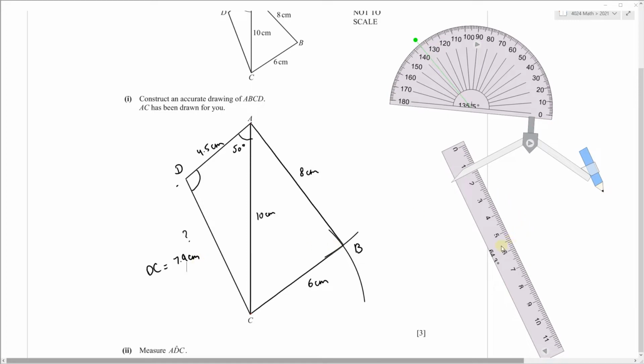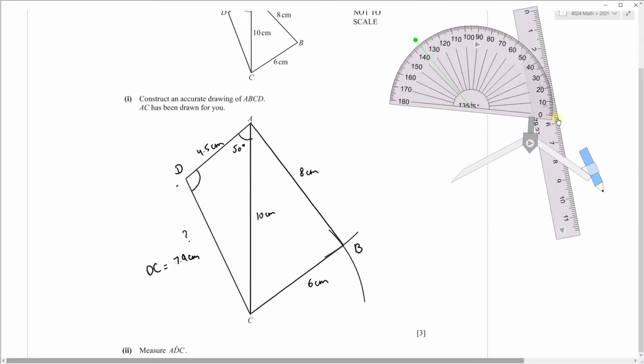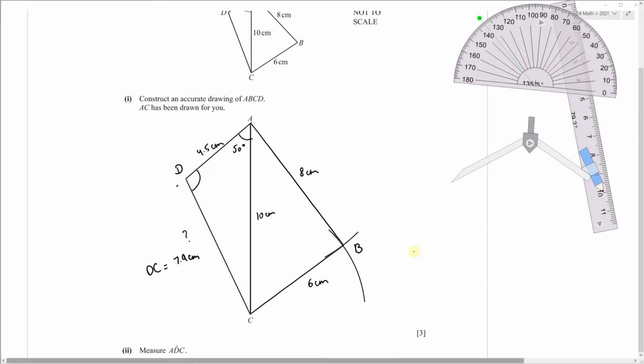So your perimeter will be 6 plus 8 plus 4.5 plus 7.9. So 8 plus 6 is 14, 14 plus 4 is 18, 18 plus 0.5 plus 7.9 will be 26.4 centimeter. So this will be your perimeter of your quadrilateral A, B, C, D.